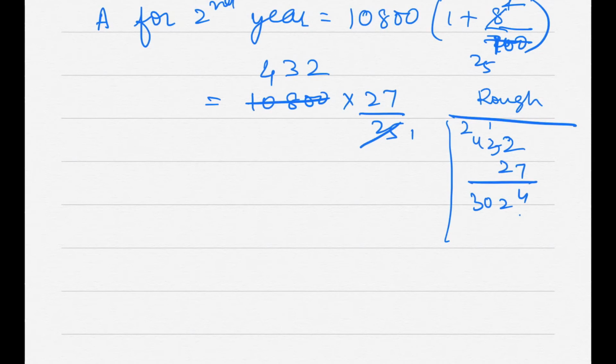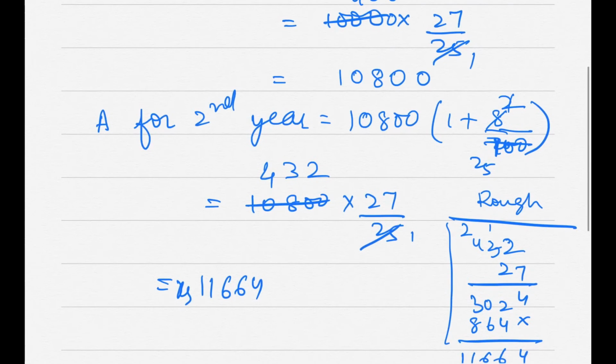Okay, 4, 6 and 8. So this is 4, 6, 6 and 11. Okay, so my amount becomes 11664 rupees after 2 years. This was for after my first year. Okay, so we have already got the 3 terms, so we can write down.